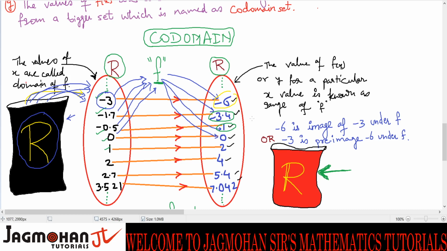So what is the codomain of a function? The codomain of a function is the bigger set from where the numbers of the range set are coming from. This is the codomain set.